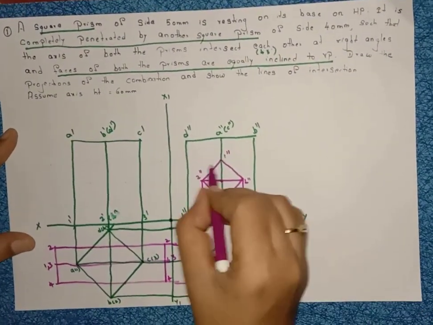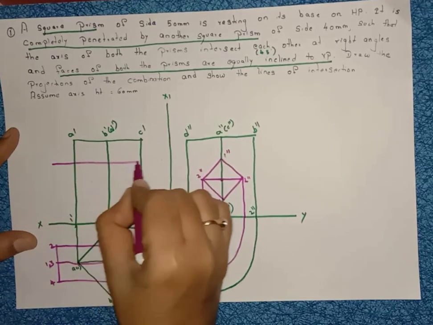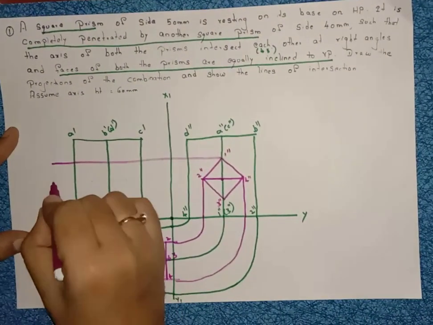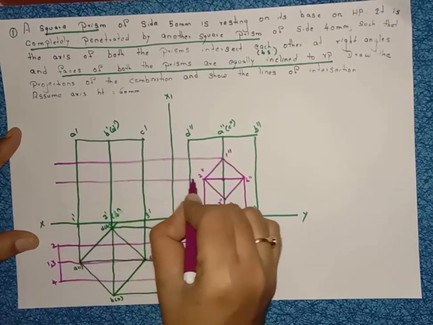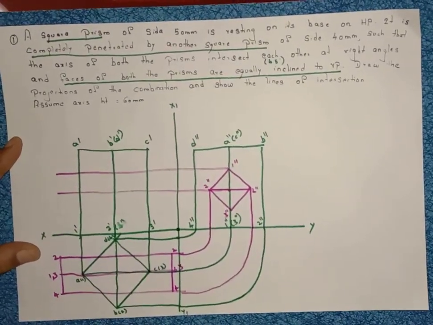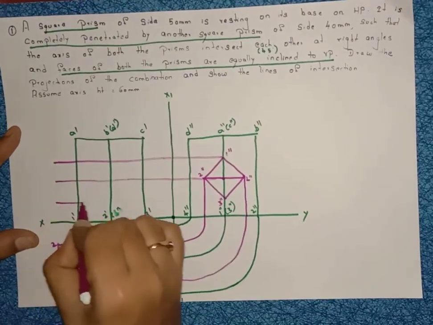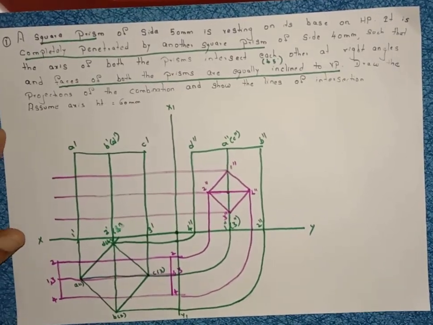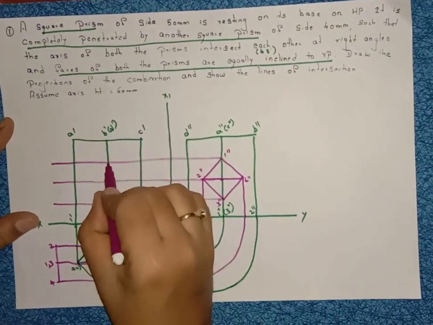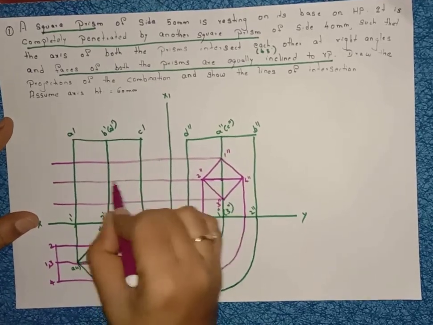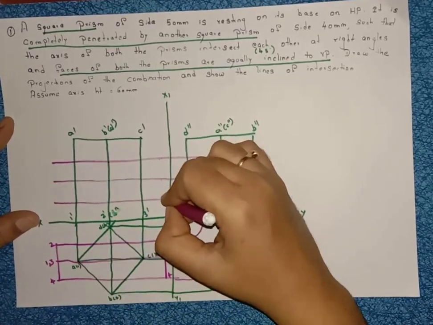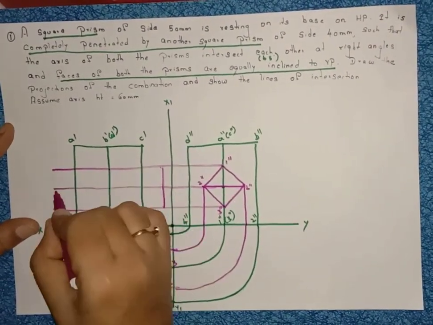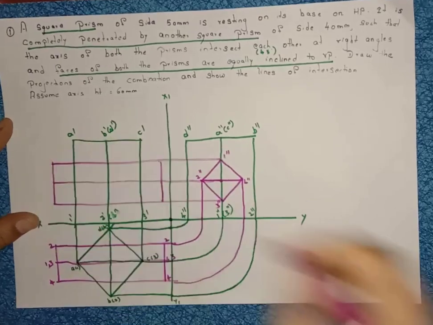So how will I project? From 1 double dash I am drawing a straight line of any length first. Then from 2 double dash and 4 double dash I am drawing a straight line of any length. Then from 3 double dash I am drawing a straight line of any length. Then, how much is the axis height? 60 mm. From this point I am taking 30 mm distance, 30 mm, 30 mm, and drawing a line. Again from this point I am taking 30 mm, 30 mm, 30 mm, and drawing this line.